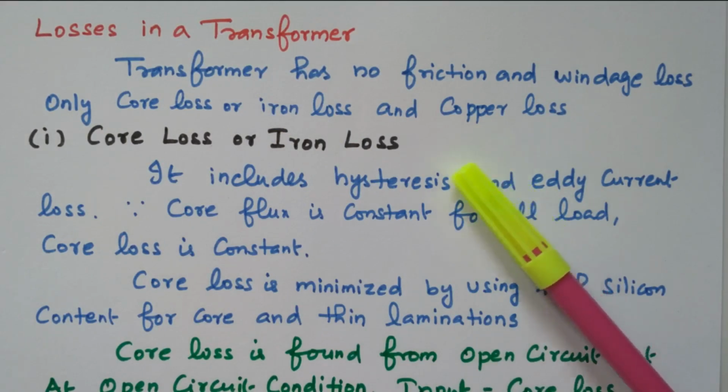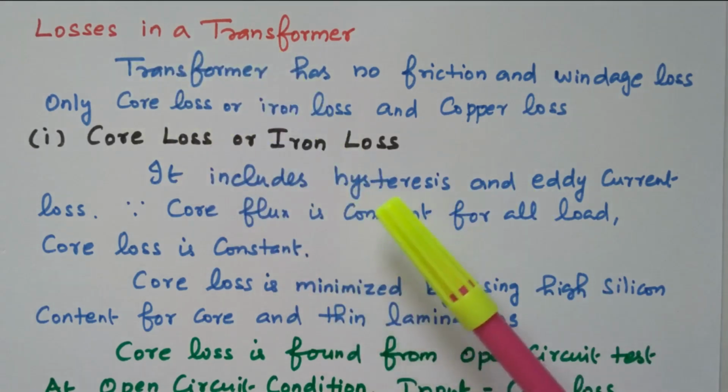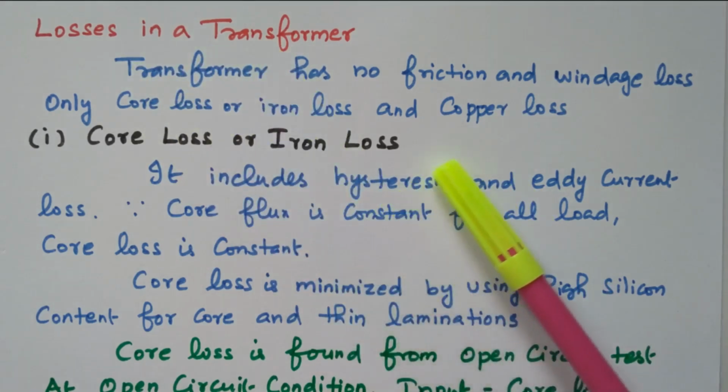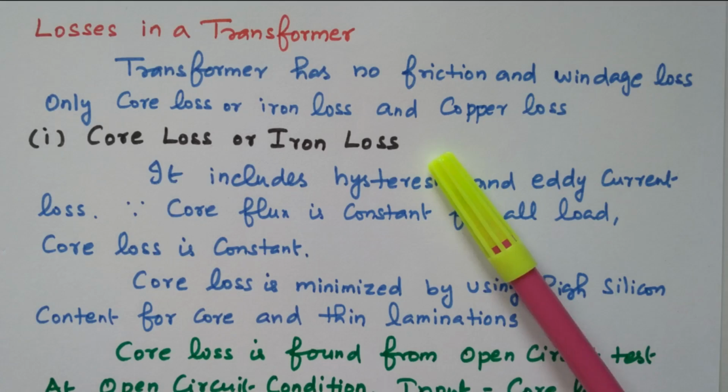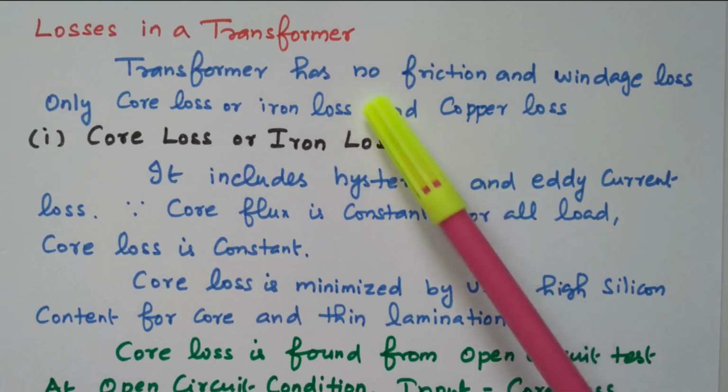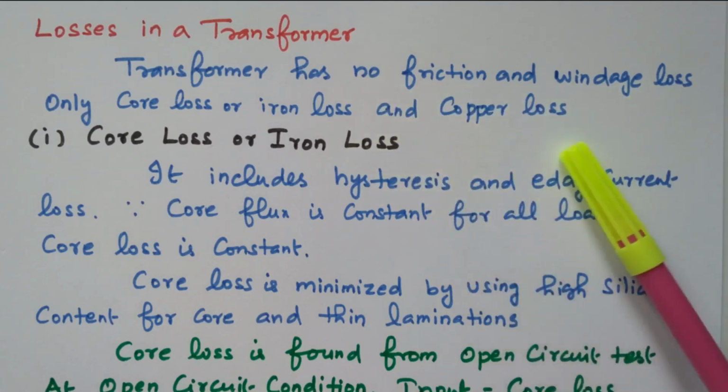Now we will go to the topic. Losses in a transformer. The transformer is a static device. There is no rotating part, unlike a DC machine, where a rotating part is there. In a DC generator or motor, friction and windage losses will be there in a rotating machine. But the transformer is a static device. So there is no friction and windage loss.